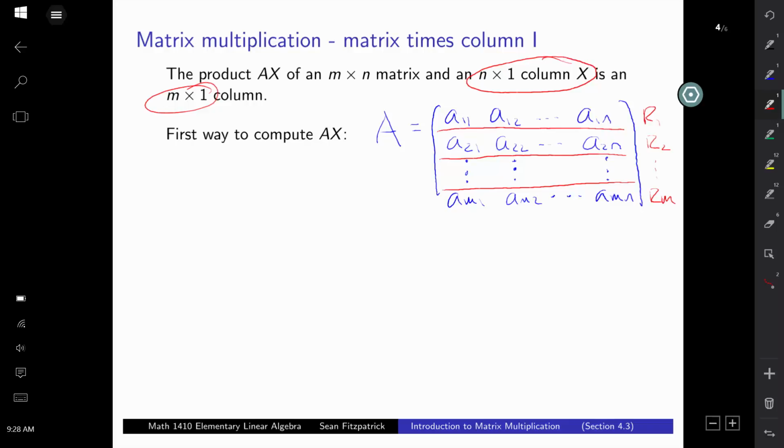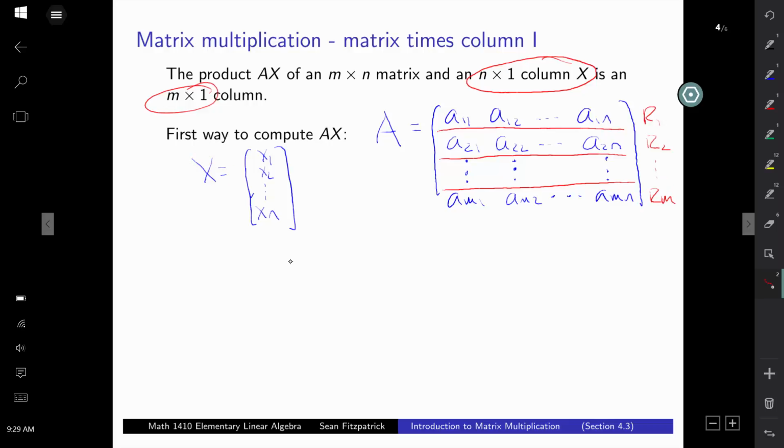also needs to have n entries, right? So X here, X looks like X1, X2, down to Xn. Okay. So I can form this product A times X because I can do A11 times X1, I can do A12 times X2, and so on down to A1n times Xn. I can form that product. So basically I can form row 1 times X. I can do row 1 times X, that's defined. I can do row 2 times X, that's defined all the way down.